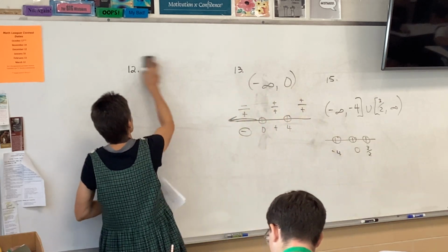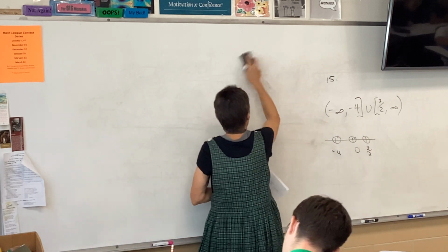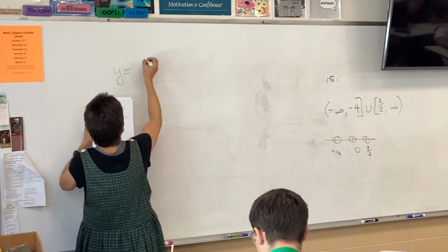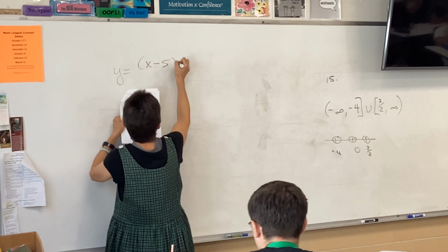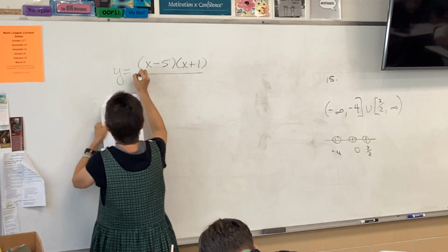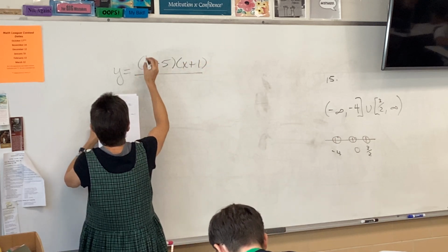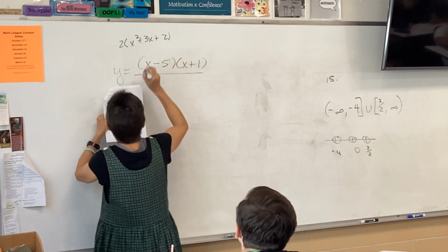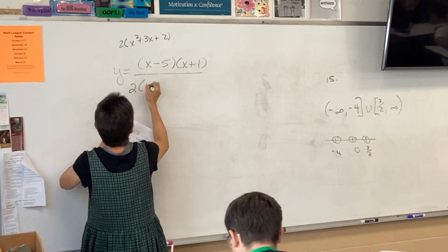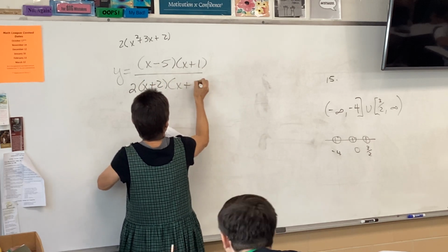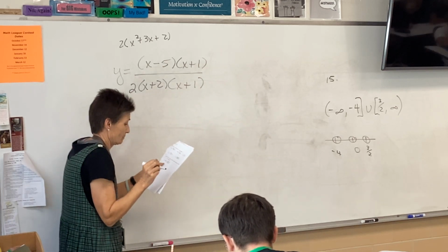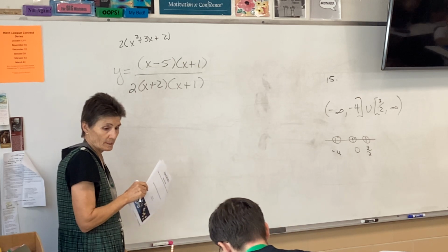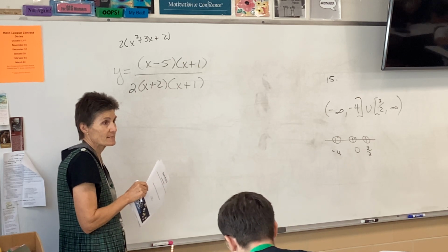Oh, wow. Wow, wow, wow. All right, here we go. What are we gonna do first? Factor. So x minus 5 times x plus 1. And let's see, that's gonna be 2x squared plus 3x plus 2. So that's gonna be 2x plus 2 times x plus 1. Is that okay with everybody? Did I do okay? I don't wanna mess that up.